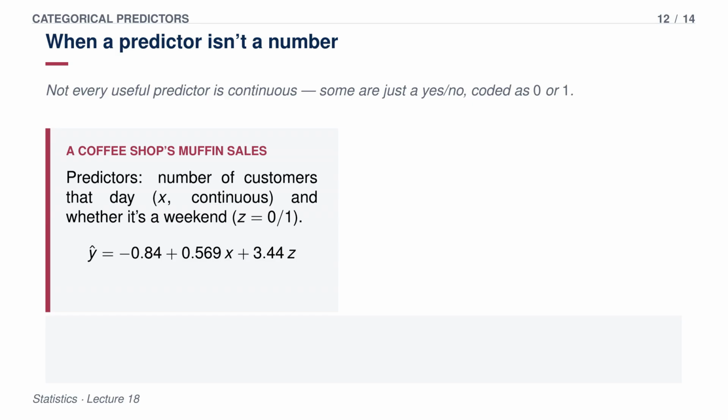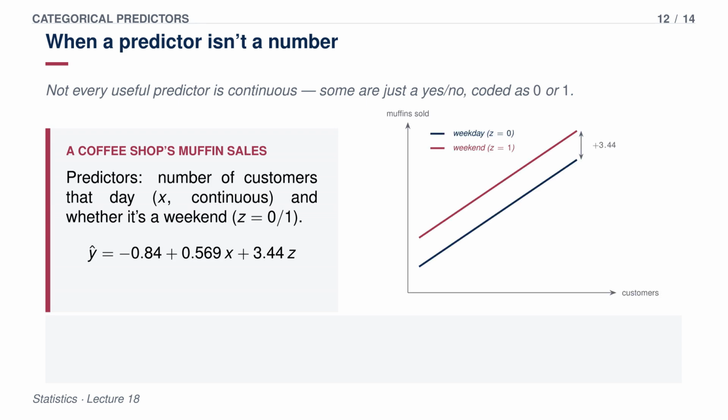New wrinkle. Not every useful predictor is a number you can plug straight in. Sometimes it's a category, a yes or a no. Take a coffee shop tracking its daily muffin sales. Customers is obviously continuous, but whether today is a weekend matters too. Code that as Z, 0 for a weekday, 1 for a weekend, and it slots right into the model. Y hat equals negative 0.84 plus 0.569 times customers plus 3.44 times Z.